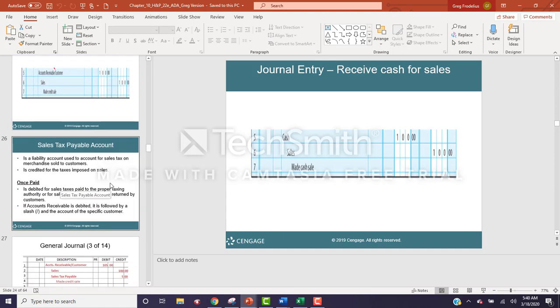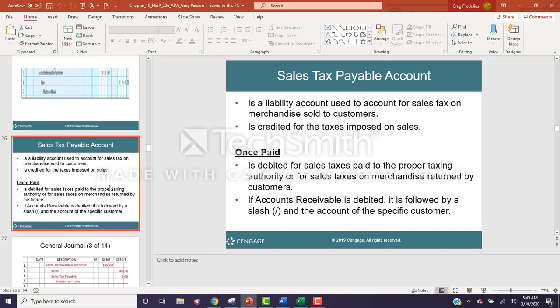I want us to move on to what we call the sales tax payable account. All the sales tax payable account is, is that we have to pay sales tax on that sale. So same concept: we have an accounts receivable, we have sales, but unfortunately we have what we call a liability account to pay that sales tax. It is a liability account to account for the sales tax on merchandise sold to customers.